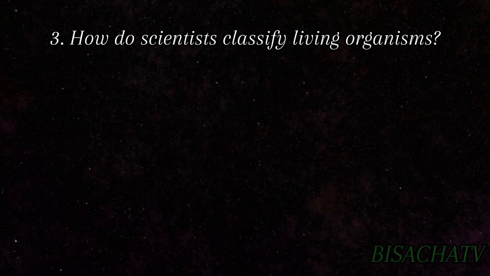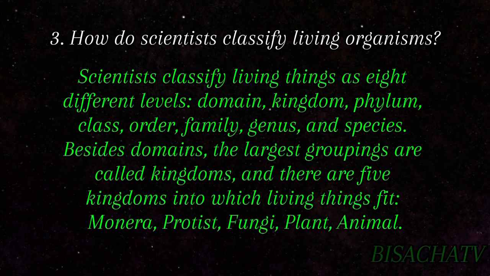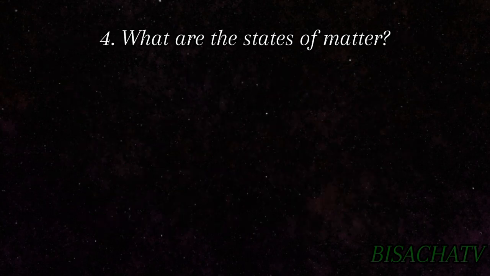Number 3, how do scientists classify living organisms? Scientists classify living things at 8 different levels: domain, kingdom, phylum, class, order, family, genus, and species. Besides domains, the largest groupings are called kingdoms, and there are 5 kingdoms into which living things fit: Monera, protist, fungi, plant, animal. Number 4, what are the states of matter?